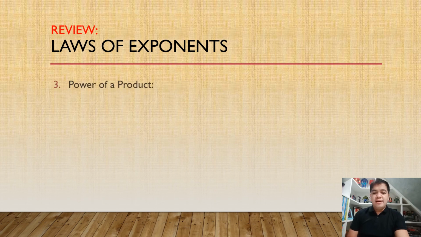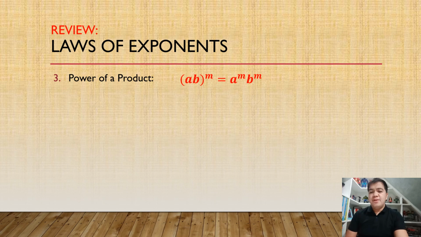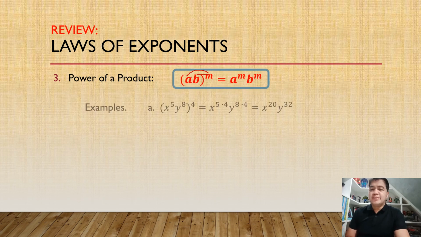We also have power of a product. So, power of a product, if we have AB to the M, so i-distribute lang po yung exponent na M dito sa A, tapos di-distribute din sa B. So, we have A to the M, B to the M. Parang na-discuss na rin halos natin to do sa special products natin, no?